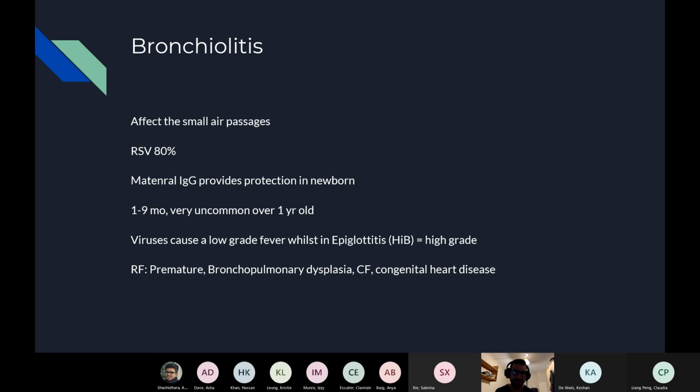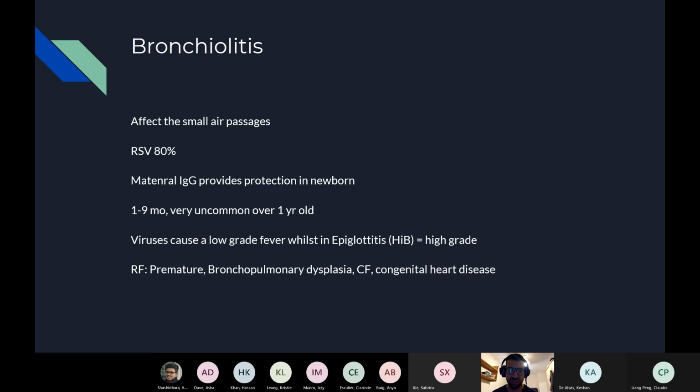But basically, this is bronchiolitis. Bronchiolitis is very, very common. A lot of babies come with bronchiolitis. It's basically your common colds which get down and block off the small air passages.